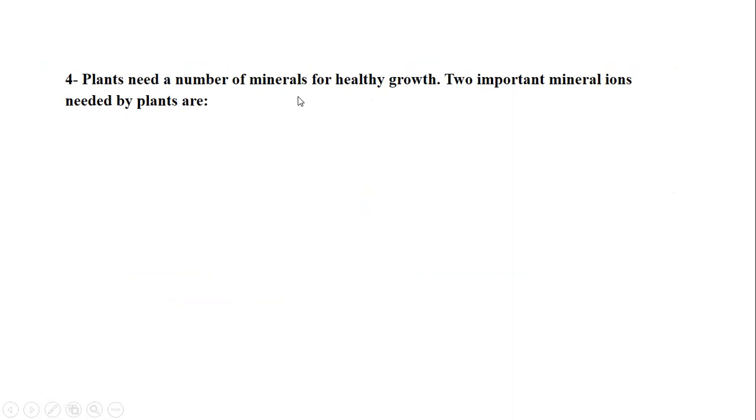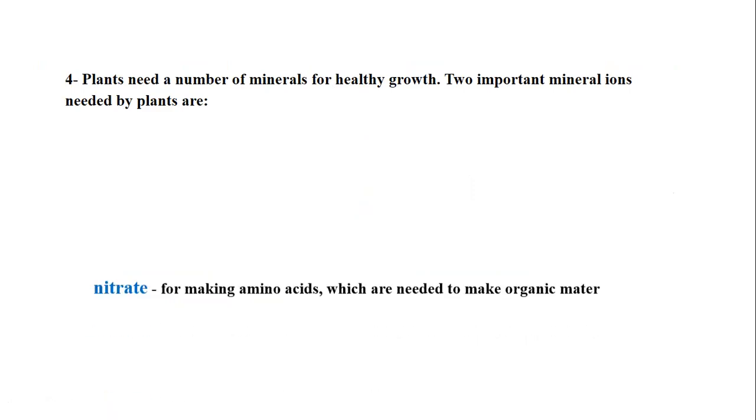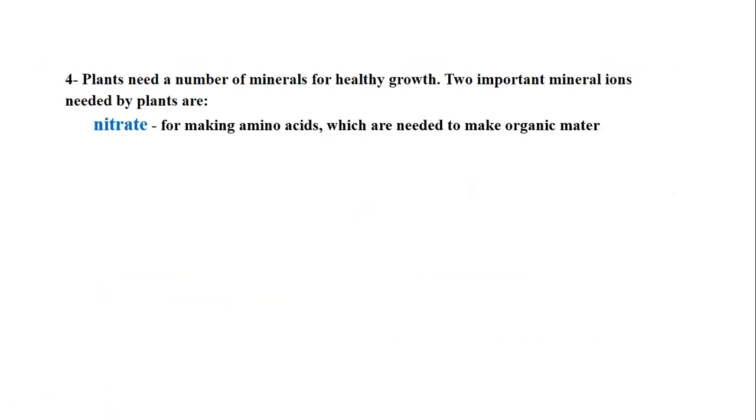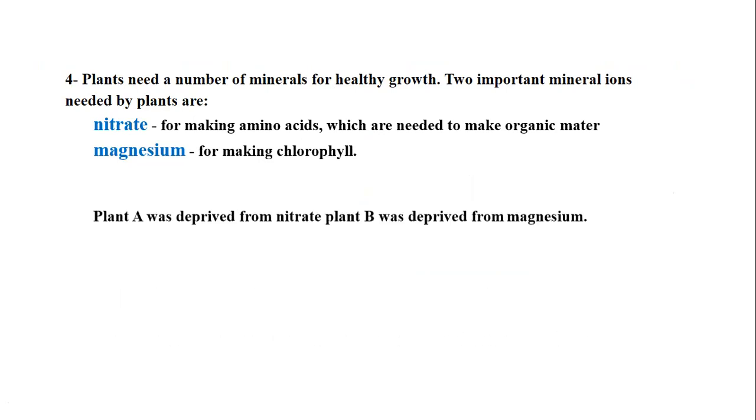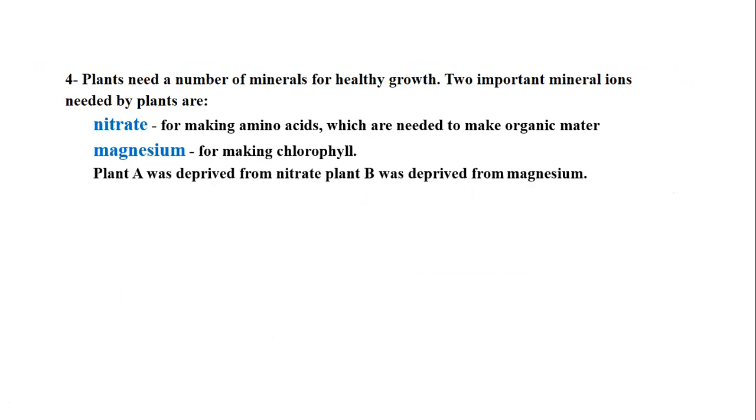Plants need a number of minerals for healthy growth. Two important mineral ions needed by plants are nitrate for making amino acids, which are needed to make organic matter, and magnesium for making chlorophyll. Plant A was deprived of nitrate, and plant B was deprived of magnesium. Which plant will not be able to produce fruits, A or B, or both? Justify.